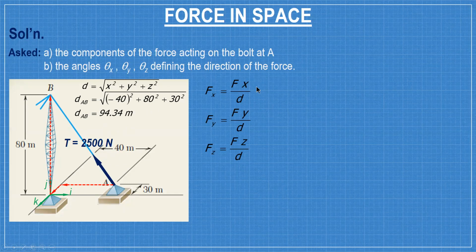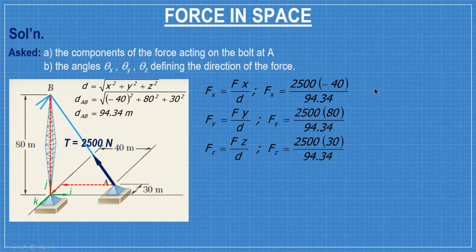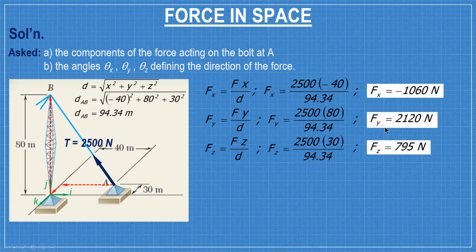Imo na i-substitute dire. Like this one. If X, magnitude is 25, X is negative 40 na divided by D. Same with Y and then Z. And then you compute, mo niya ang X component negative, Y positive, Z positive.